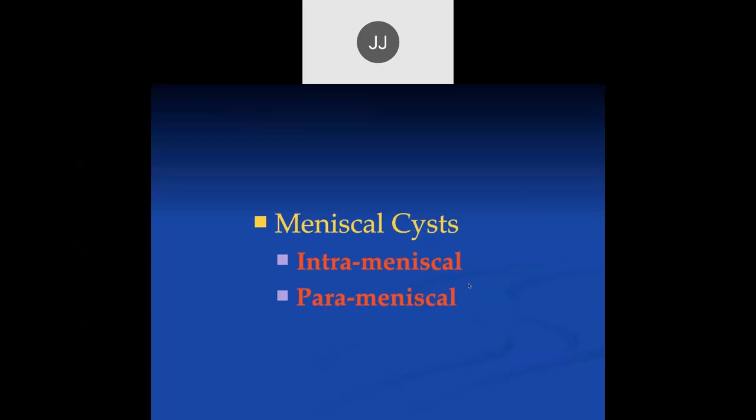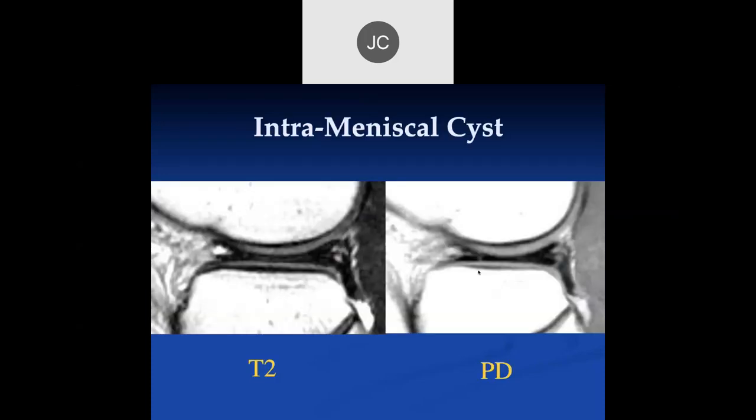Thank you, John. So now let's talk about meniscal cysts. They can either be inside the meniscus, which is pretty uncommon, or outside the meniscus. I think when we first did a study of these, we had 64, and I think only two were intrameniscal. This was one of them.